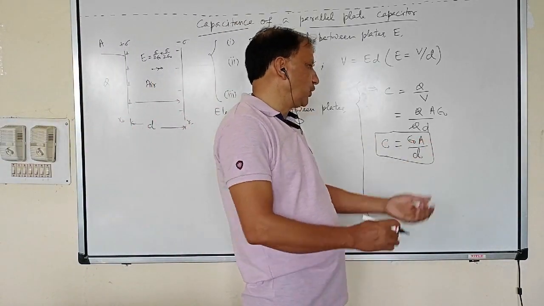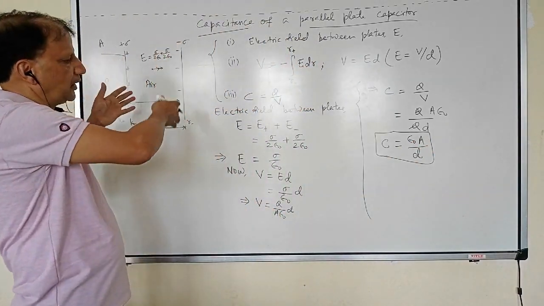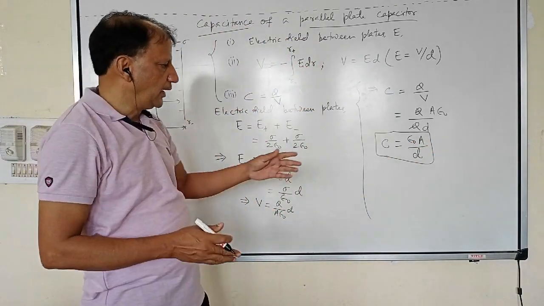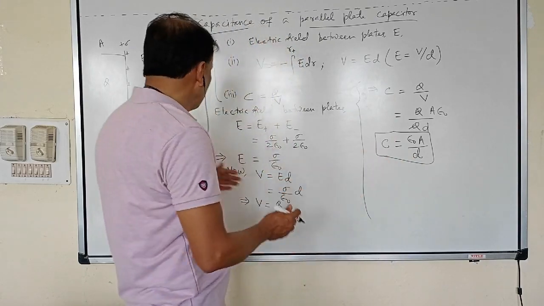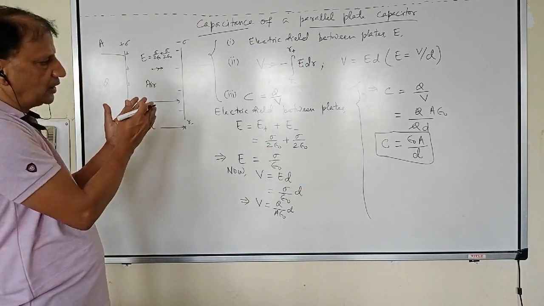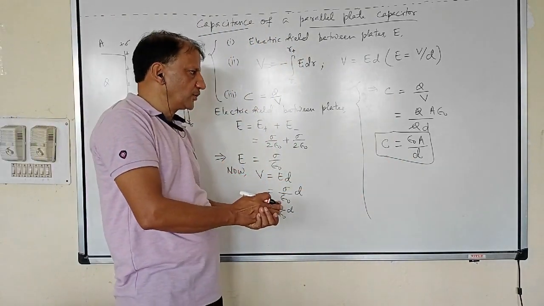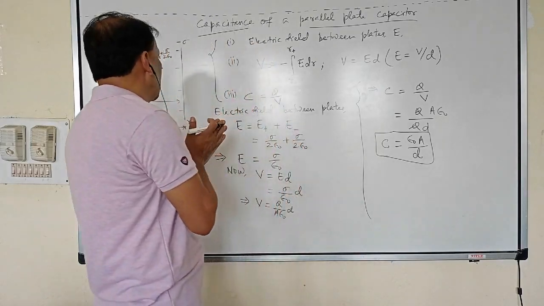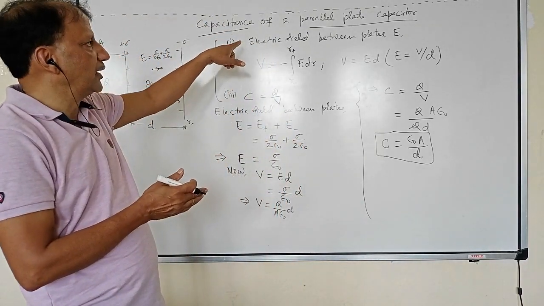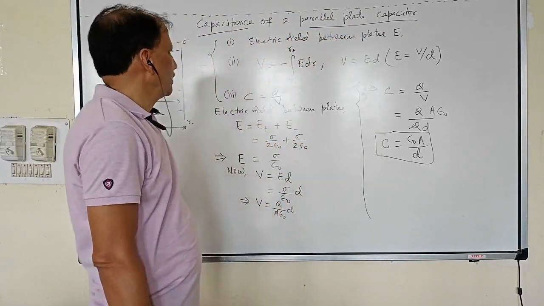Capacitance is directly proportional to area. Area of the plate से ज़्यादा होगा, capacitance will be more. And D के inversely proportional है. That is, if the spacing between the plates decreases, then the capacitance increases. So in this way, we have derived the expression for capacitance of a parallel plate capacitor.